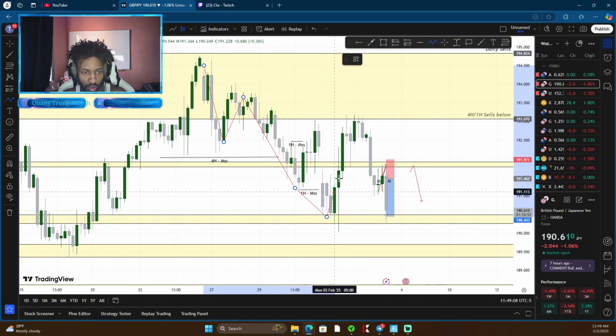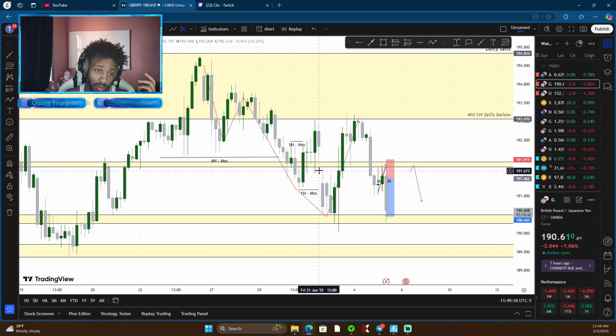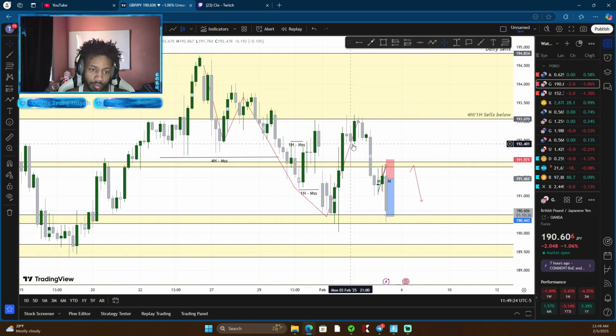Not lower low, lower high. Right, this is what I was looking at. I ignored this part of the move because this was the market open on Monday, so Sunday. This left that market gap, so I ignored this and just focused on this level here. So I did 4-hour sells below this area here.